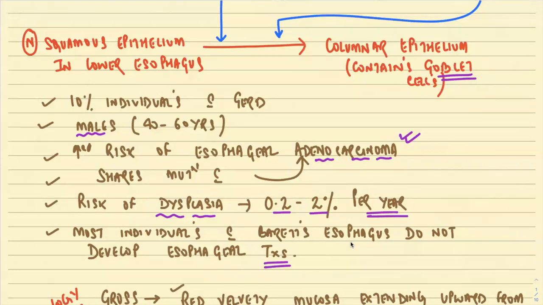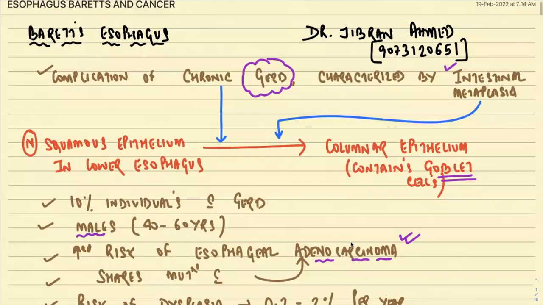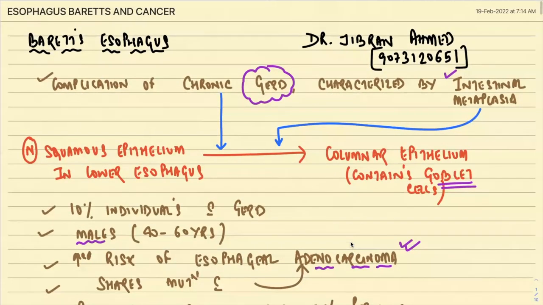So those of you who have joined late, just a basic revision for you all. Today, we are reading about Barrett's esophagus, which is basically one of the complications of chronic acid reflux disease, called GERD. It is characterized mainly by intestinal metaplasia, wherein the normal squamous epithelium in the lower part of the esophagus is converted into a columnar epithelium. Which type of columnar epithelium? The one containing goblet cells, which is characteristic of intestinal epithelium. So it is also called intestinal metaplasia.